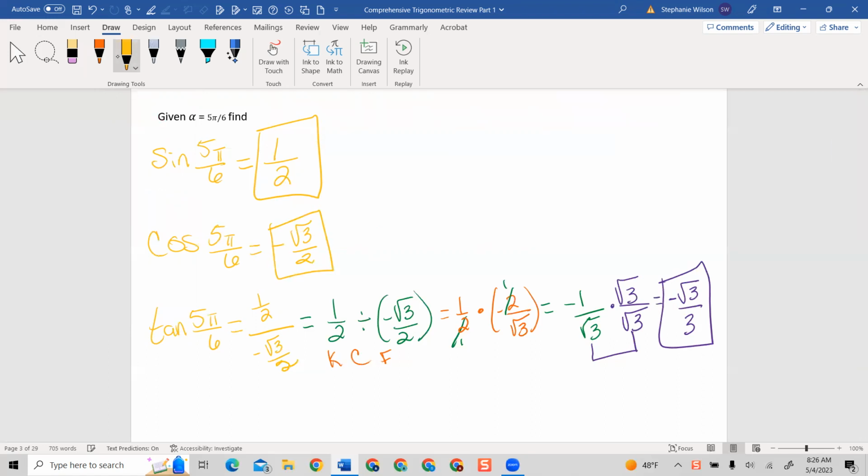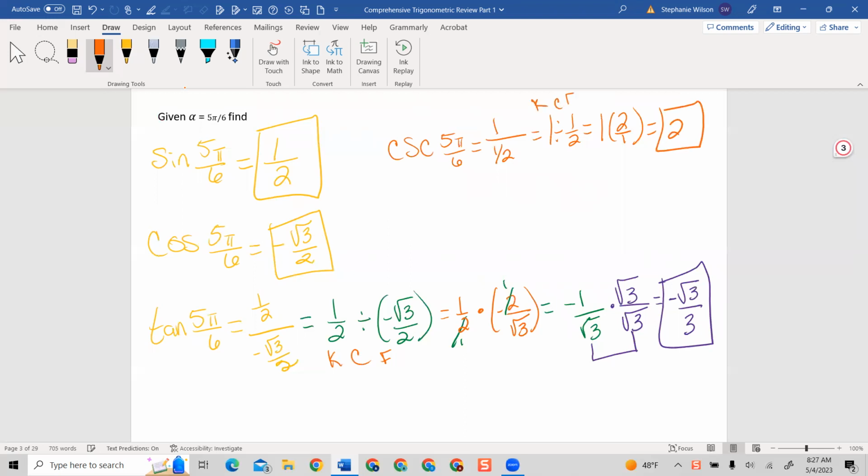Okay. So now I want to come back to the sine value and find the cosecant, because I know the cosecant is the inverse of sine. So let's say 1 divided by that half. Just rewrite it as 1 divided by half. Keep, change, flip. So my answer is 2, right? Don't forget, keep, change, flip.